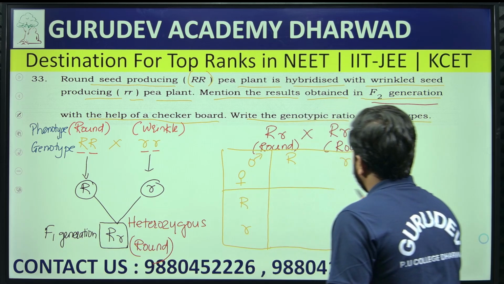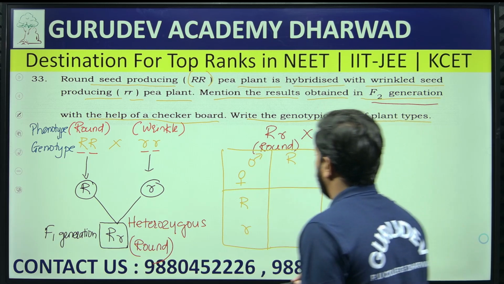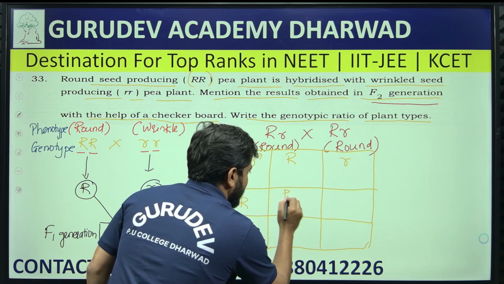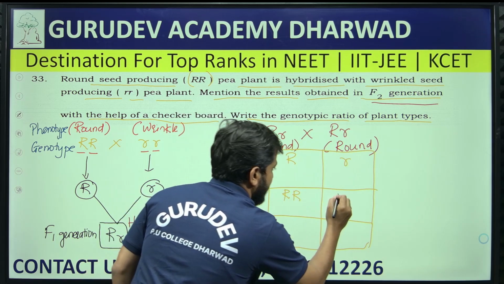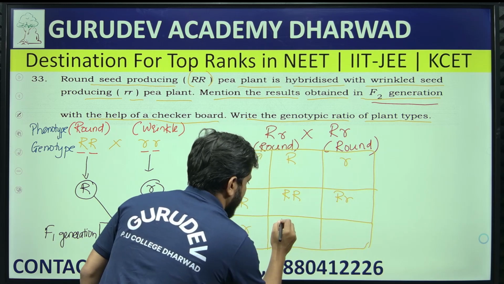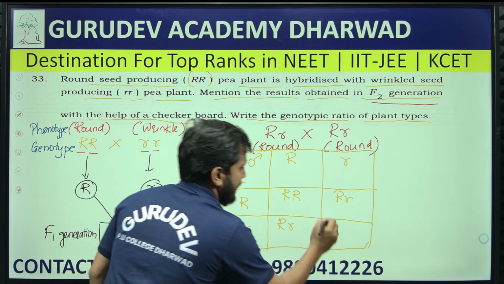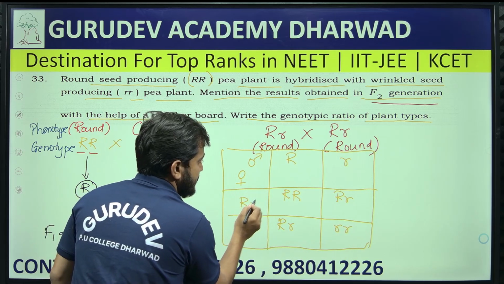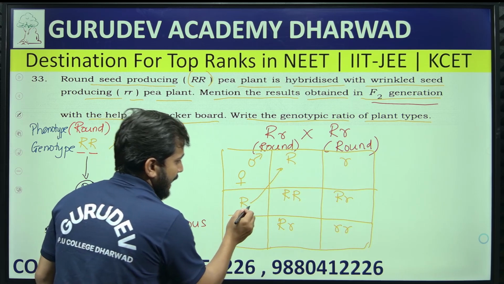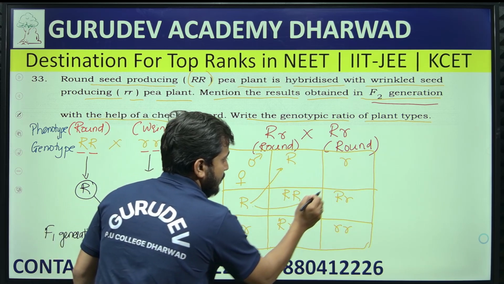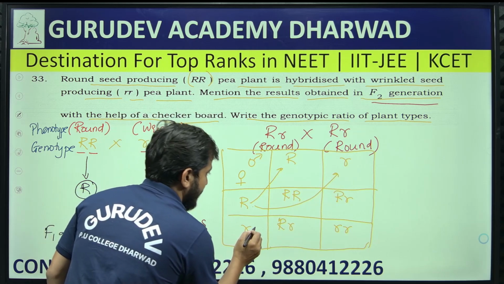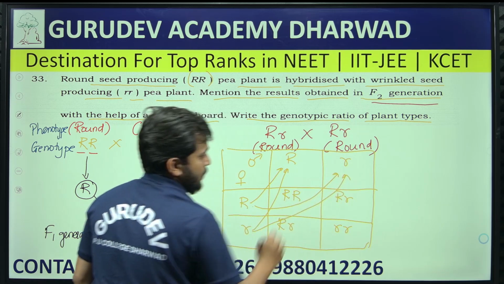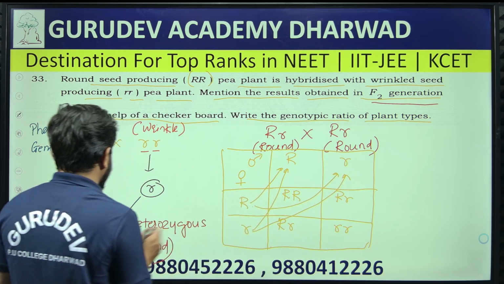Now what we are finding out with respect to the checkerboard: capital R, capital R, small r, capital R, small r, then small r. So how do we have to cross? First you follow over here, take this R and cross over here, then take this R, cross over here, then take this R and cross over. Understanding?